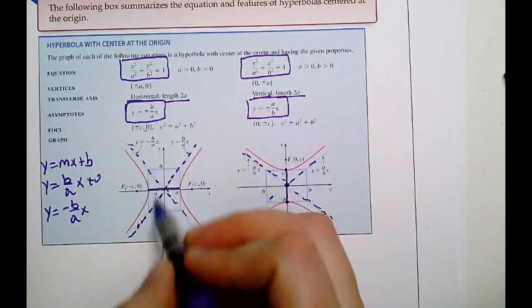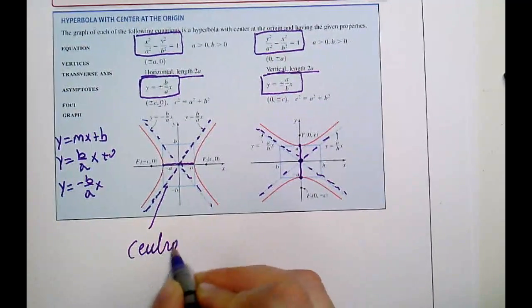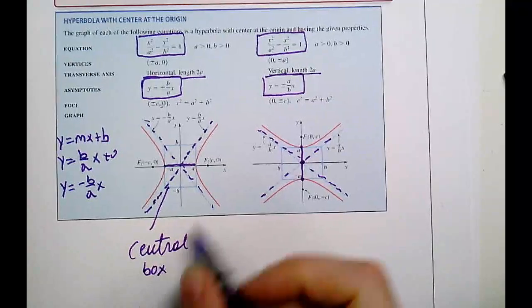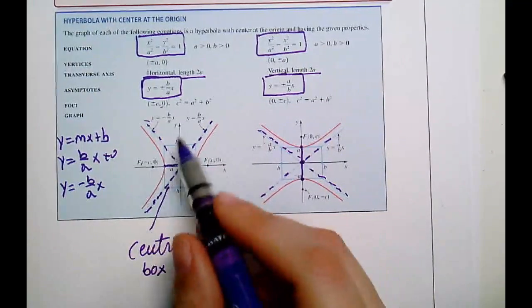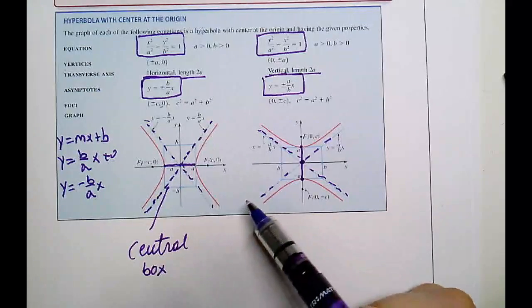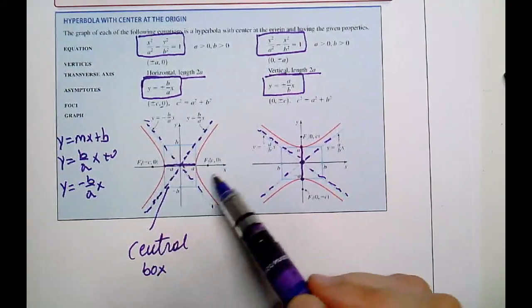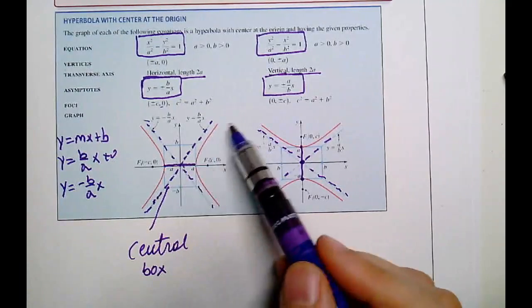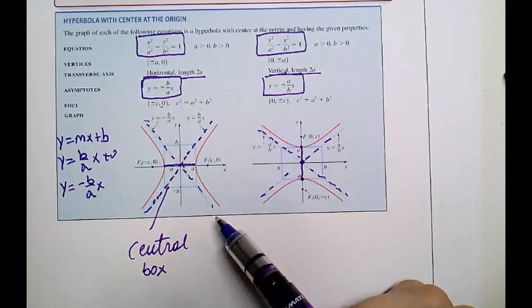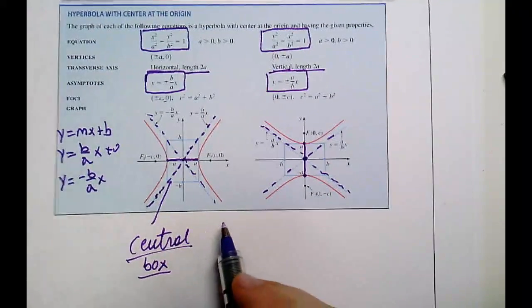This box right here is called a central box, and you'll see that graphing it in the background, so the actual graph of the hyperbola is just the red portions, but these things, the asymptotes and the central box, are going to help us to draw the hyperbola exactly. So let's see how the central box is going to help us draw the hyperbola.